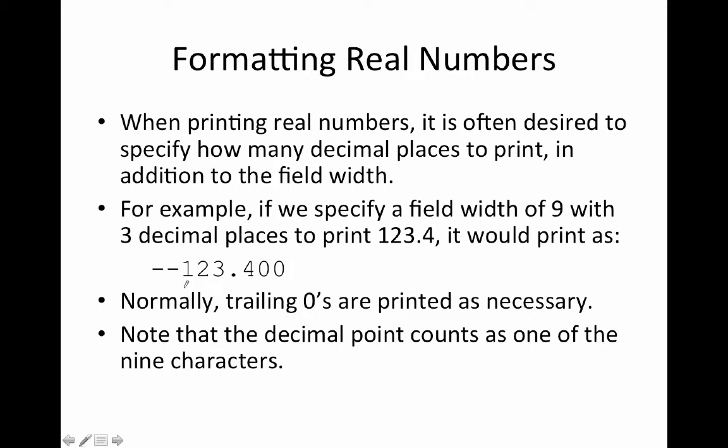When printing real numbers, it's often desired to specify how many decimal places you're going to print, in addition to the field width. So for example, if I say I want to print the number 123.4 in a field width of 9 with 3 decimal places, that means field width of 9 is going to be 9 characters altogether, including the decimal point and including the 3 decimal places. So altogether, 1, 2, 3, 4, 5, 6, 7, 8, 9 things that we're printing out.